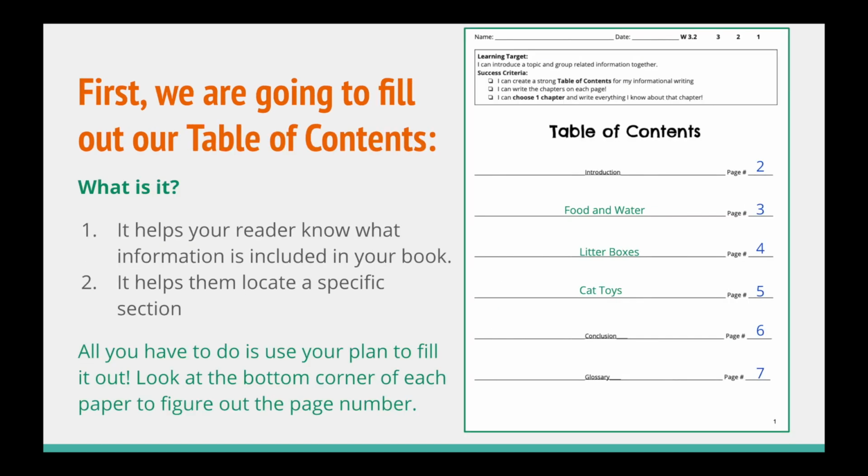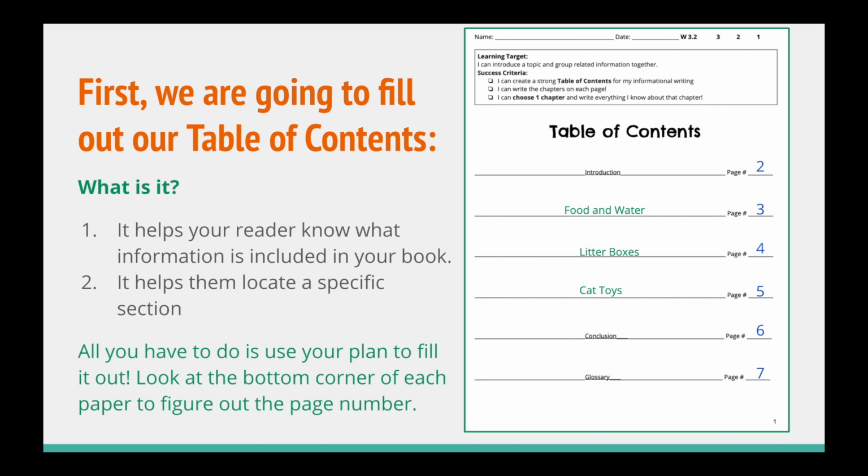First, we are going to fill out our table of contents. But what is it? 1, it helps your reader to know what information is included in your book. 2, it helps your reader locate a specific section. Like let's say they want to learn about how to take care of cats, but they just really want to know what kind of cat toys to buy. They can look at my table of contents and see, oh, cat toys, that's going to be on page 5.